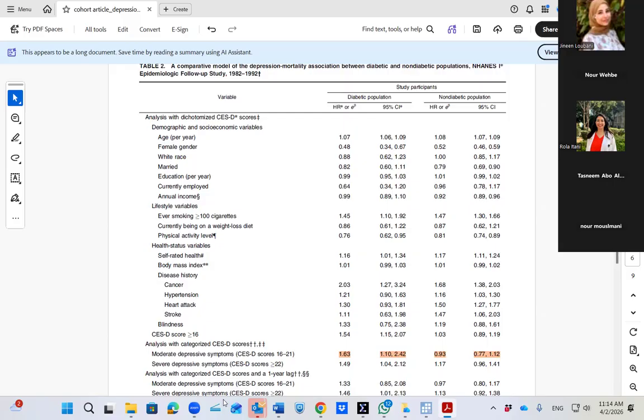I think the most important is the element of the cohort. But I think when they consider the different categories of depression, they wanted to look at some kind of a dose response, but maybe it was not very clear.